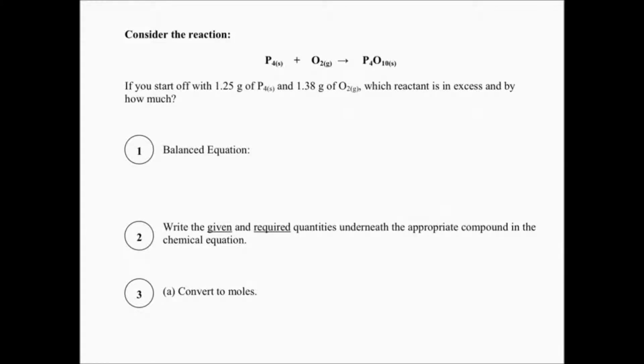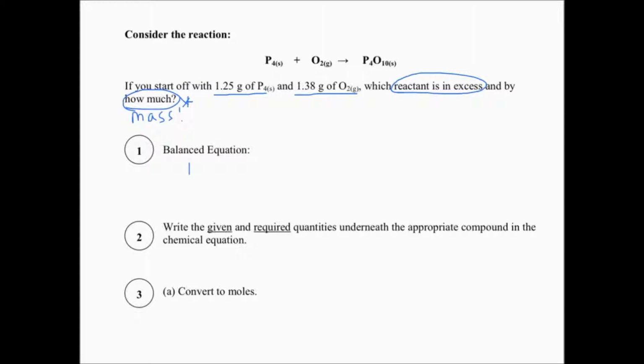Now the second part of limiting reactant deals with excess reactant. So let's take a look at the next example. We're given the reaction where 1.25 grams of phosphorus reacts with 1.38 grams of oxygen, and we want to find out which reactant is in excess and by how much. Whenever it says how much, we're usually looking for mass. So let's use our 5 steps and see if we can solve this problem.